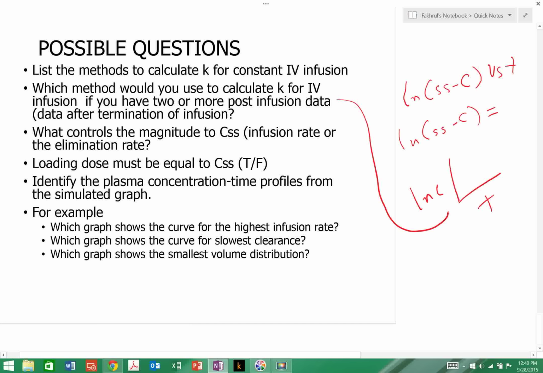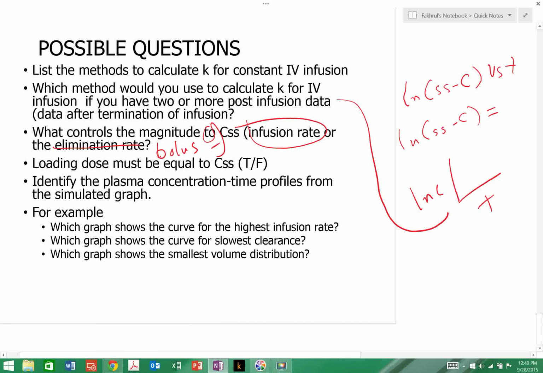What controls the magnitude of CSS? Infusion rate or bolus dose? Bolus dose? No, infusion rate controls the magnitude of CSS. Loading dose must be equal to CSS, true or false? Not necessary. It could be bigger or smaller than CSS.